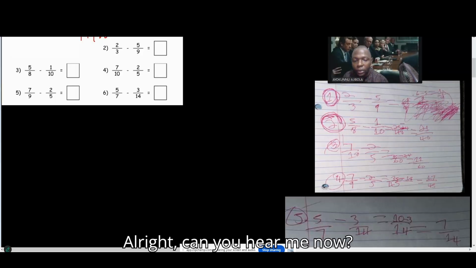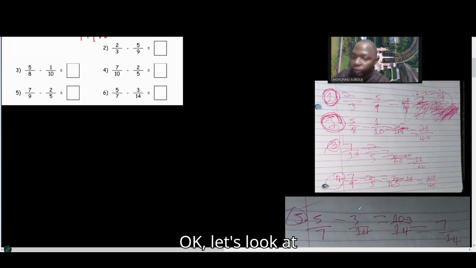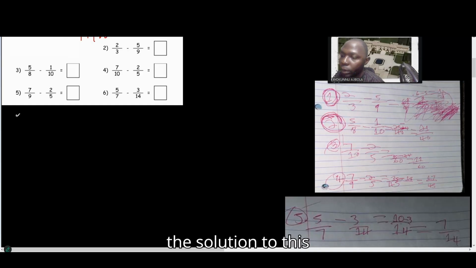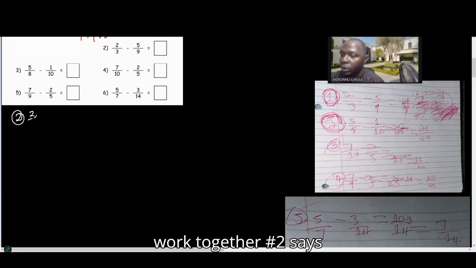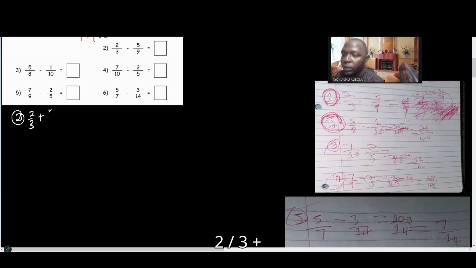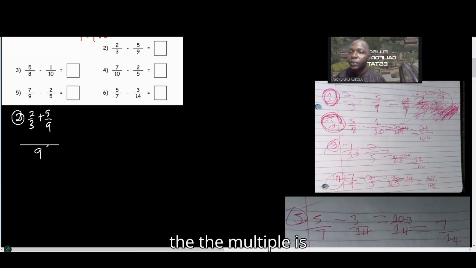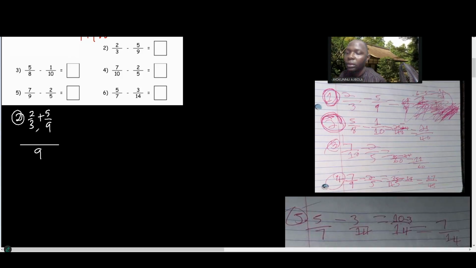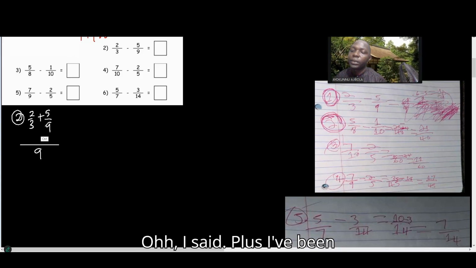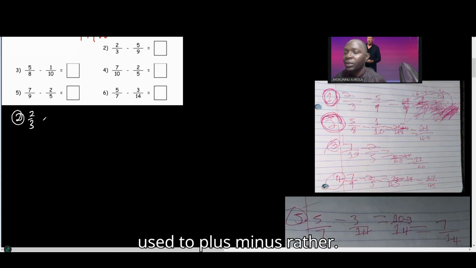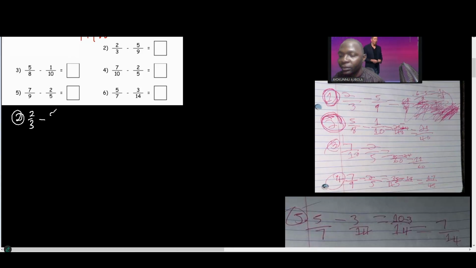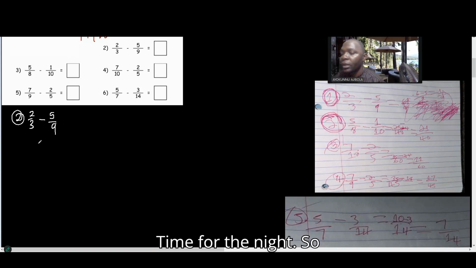All right, can you hear me now? Yes. Let's look at the solution to this work together. Number 2 says 2 over 3 plus 5 over 9. Wait, minus. Oh, I said plus. I've been used to plus. Minus, rather. 5 over 9.